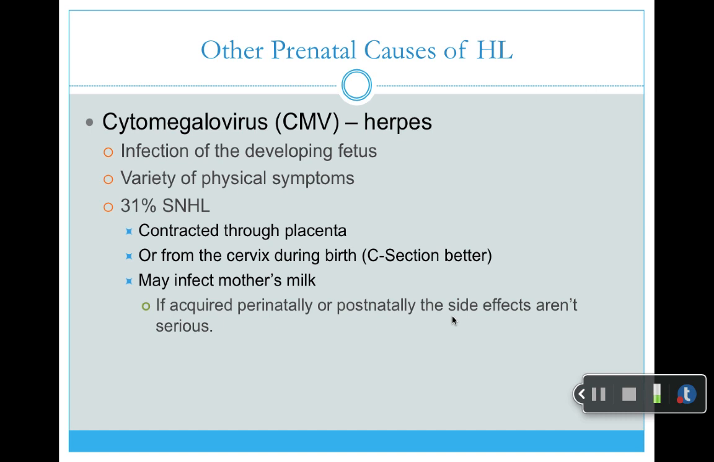CMV, which is a branch of the herpes virus, could infect the developing fetus and results in a variety of physical symptoms. Some children have sensory neural hearing loss. It could be contracted through the placenta, from the cervix during birth, or from the mother's milk, but that's less likely. Doctors have ways to monitor this and stay on top of it, so you don't have to be too scared that this would happen to you, but you need prenatal care.